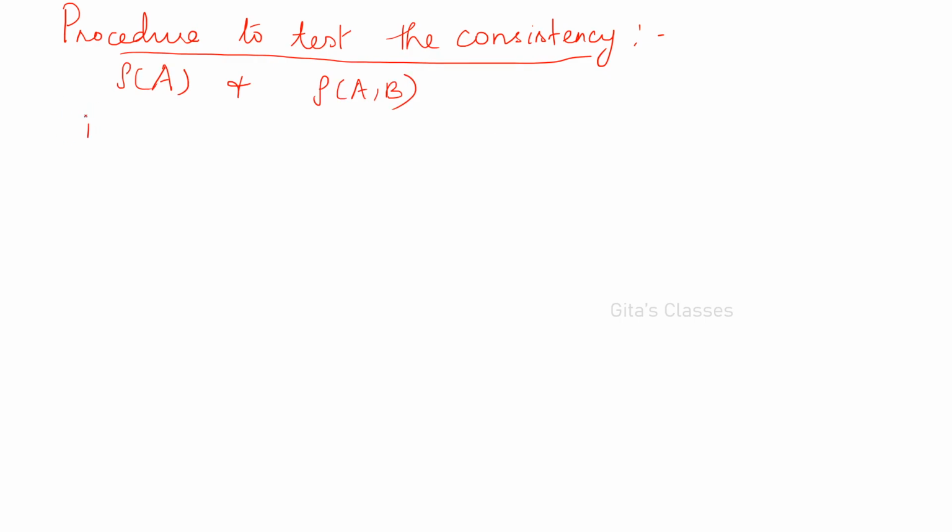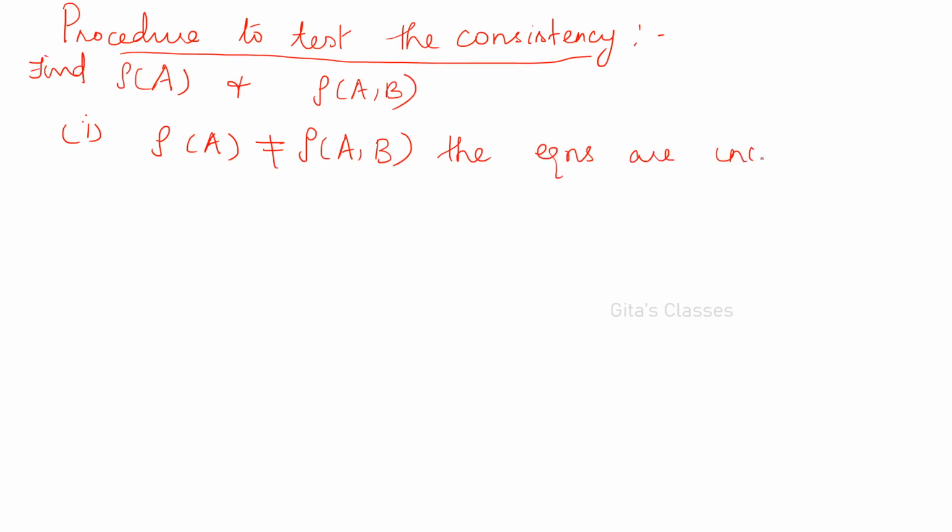Now we have conditions after finding. First thing is find the rank of A and rank of A comma B. Now if rank of A is not equal to rank of A comma B, then the equations are inconsistent. That means there is no solution. Inconsistent means there is no solution at all. No solution for the given system of equations. This is the first point.